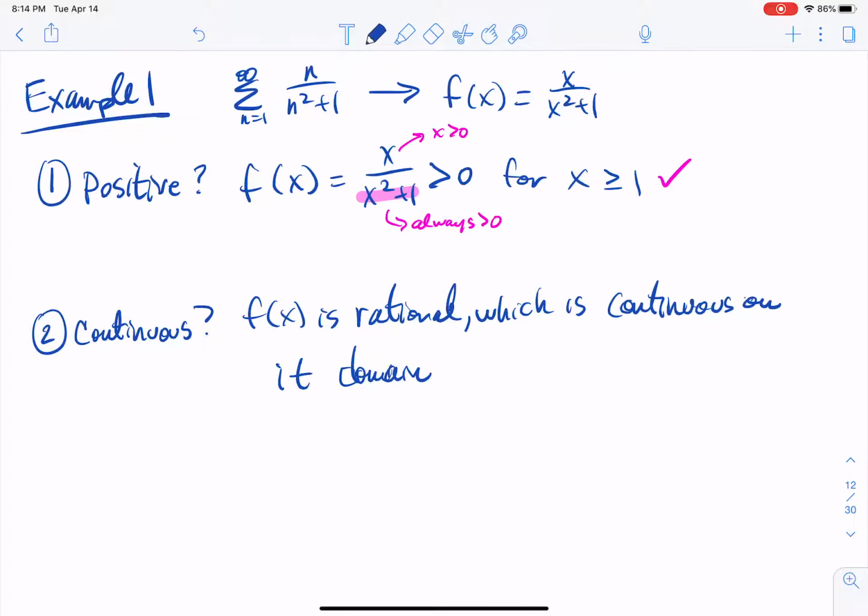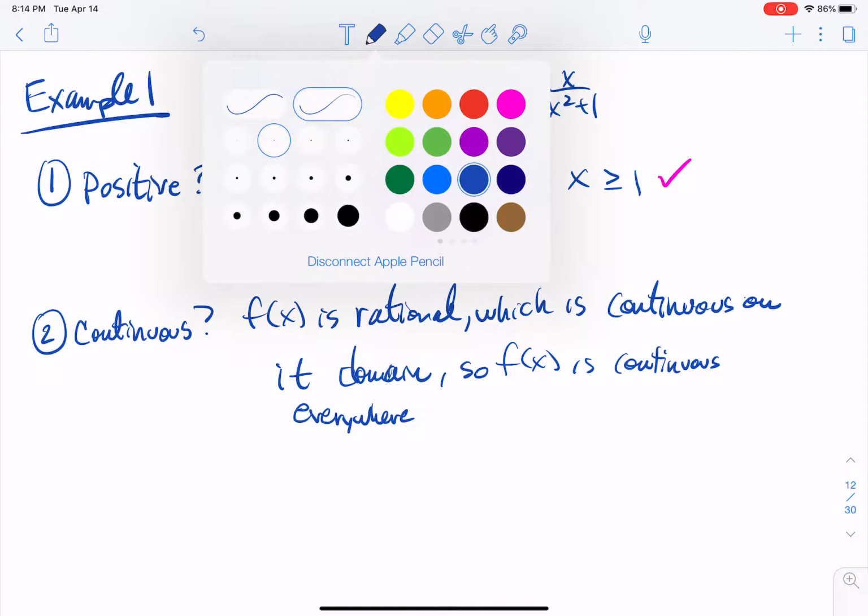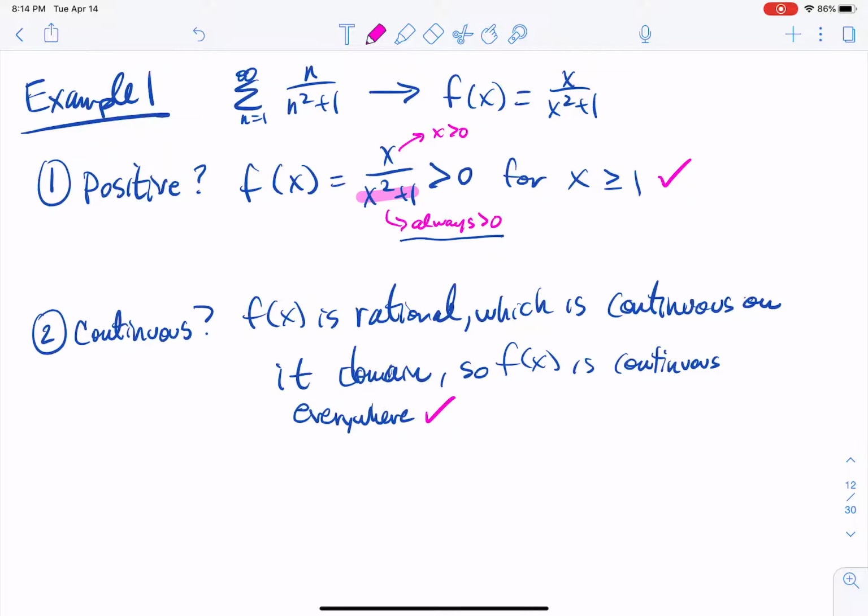All right, and so let's take a look at what that domain is. It would only not be continuous if it had some vertical asymptotes. But this thing we said down here at the bottom was always positive, right? There's no value of x that you can stick in here to make this equal to 0. It's always positive. So that means f of x is continuous everywhere. It doesn't have any asymptotes. If it's continuous everywhere, it must also be continuous on x greater than or equal to 1. So, boom. That one is also checked off.